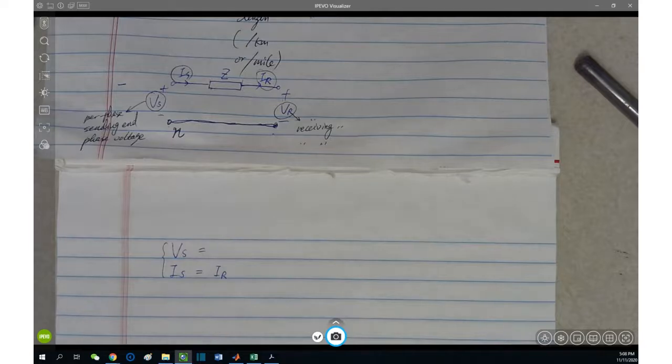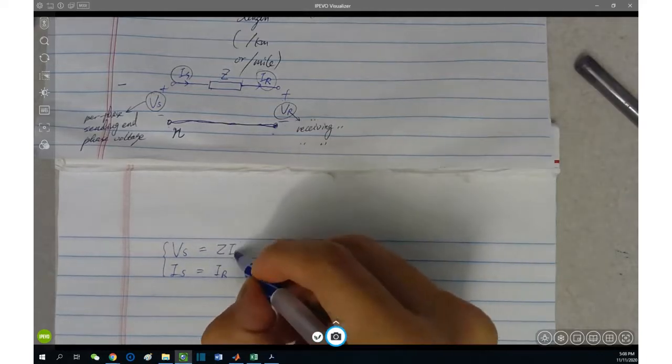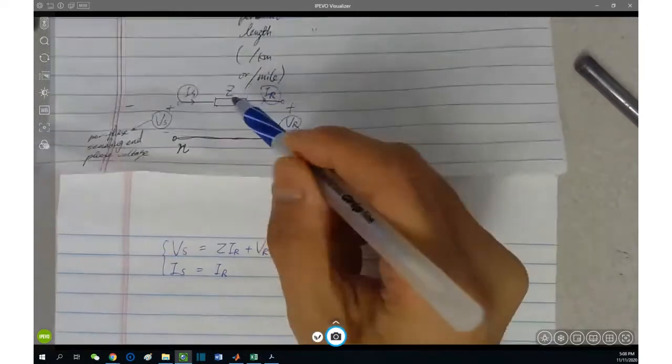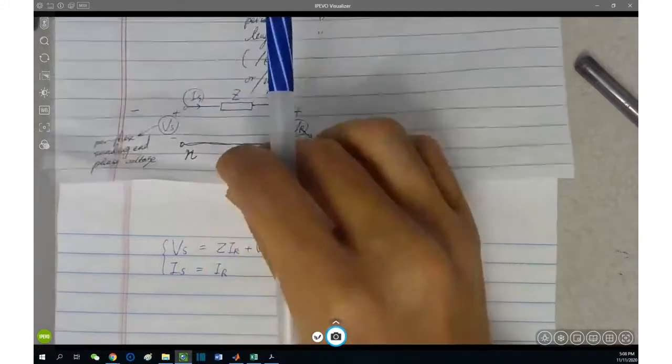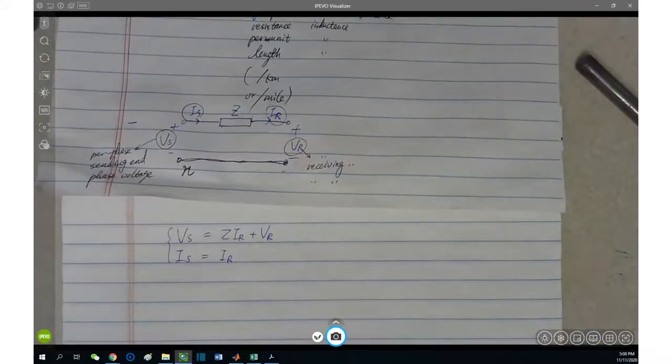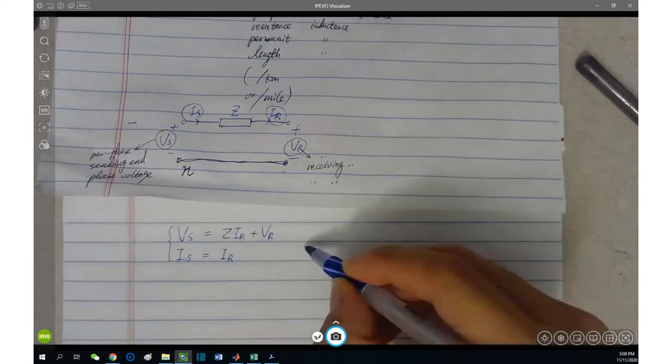Then how to find VS in terms of VR and IR? VS equals what? Z times IR plus VR. John came up with this based on what? KVL, right? So we are trying to express the VS and the IS in terms of the IR and the VR. And we can even write them into a matrix format.